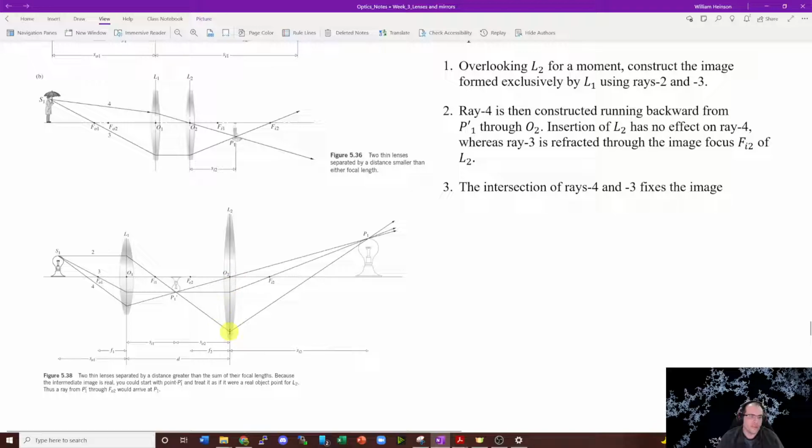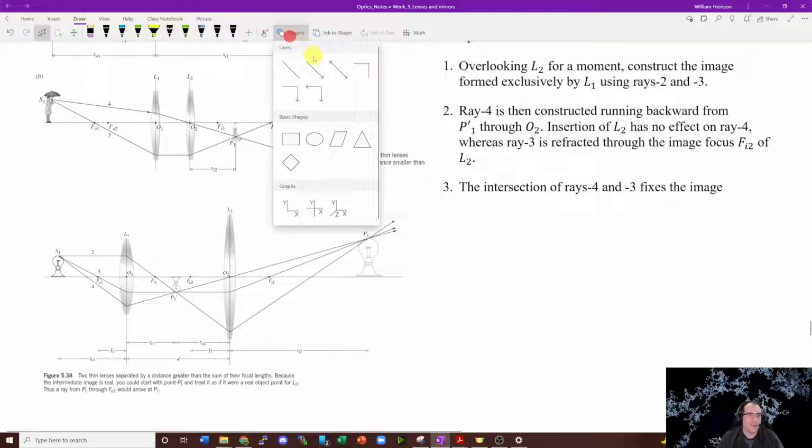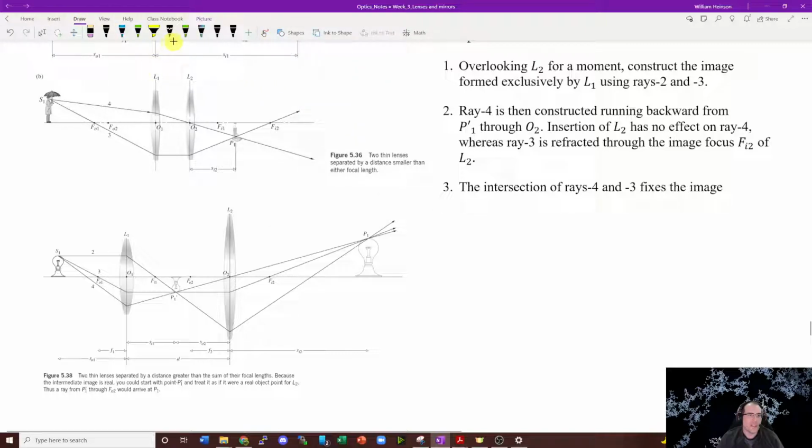So this right here. What we'll do here, we'll go back to this example here. We'll draw a line. We'll make that line blue. So we'll draw a line.